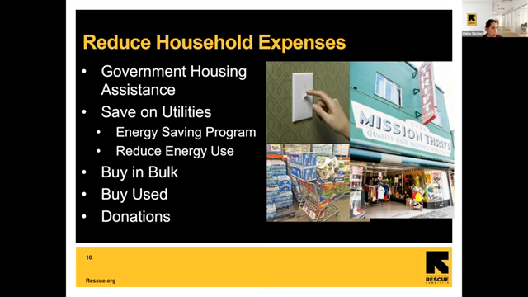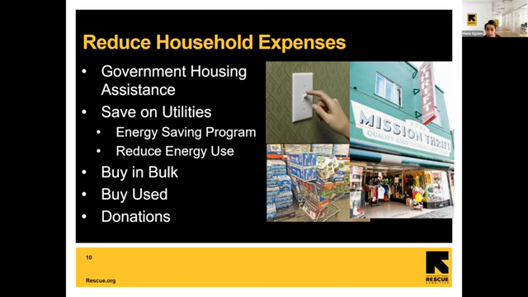So if you're working with an organization, like a nonprofit organization or something, you can talk to your caseworker, or you can go to your local social service office or local housing authority and ask to see if they have any resources for these government housing assistance programs. And another thing to think about is, are there opportunities to save on your utilities, right?